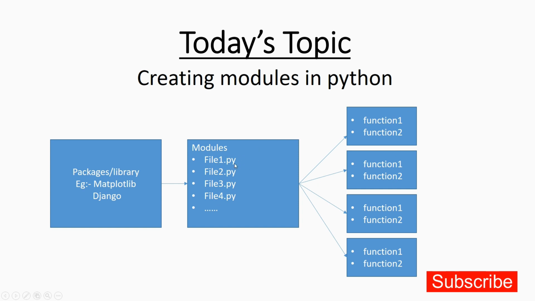For example, file1.py will have functions like function 1, function 2, function 3, and there might be n number of functions. Similarly, file2.py will have its own set of functions and so on. So a package will have modules, and every module will have its own set of functions. This is basically the structure.